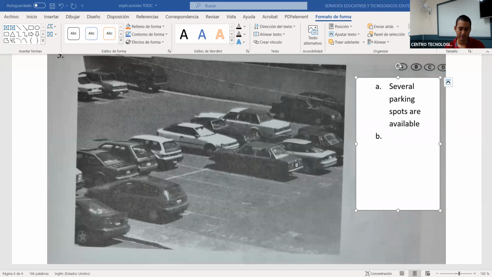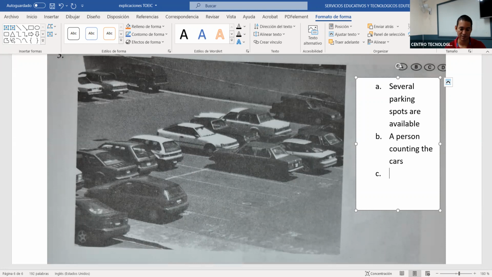B, A parking attendant is counting the cars. Okay, elements: cars, parking spots. Yeah, I can see 1, 2, 3 here. I guess not. I don't know here. There is one here. There are like 4 parking spots. Okay, a person is counting the cars. For the parking spots, I don't see any person.